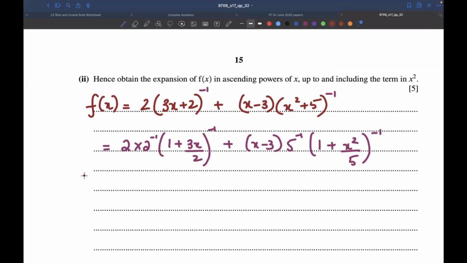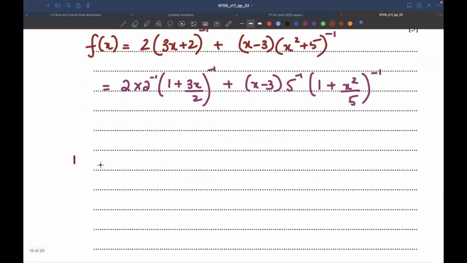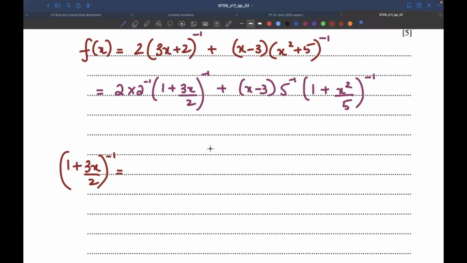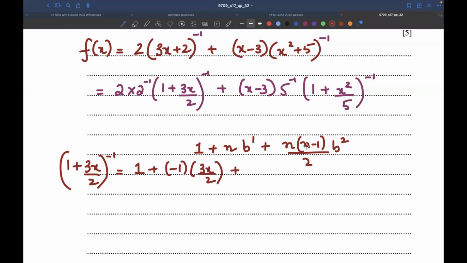So expanding 1 plus 3x upon 2 to the power of -1, we have to get terms up till x squared. So the formula is, let's write the formula as well over here. 1 plus nC1, which is n, into b to the power 1, plus nC2, which is n into n minus 1 upon 2 into b squared. And we'll not go any further as we just need the term till x squared. So we'll get 1 plus n is -1 into b is 3x upon 2, plus -1 into -2, that will become positive 2 upon 2 into b squared, that will become 3x upon 2 whole squared.